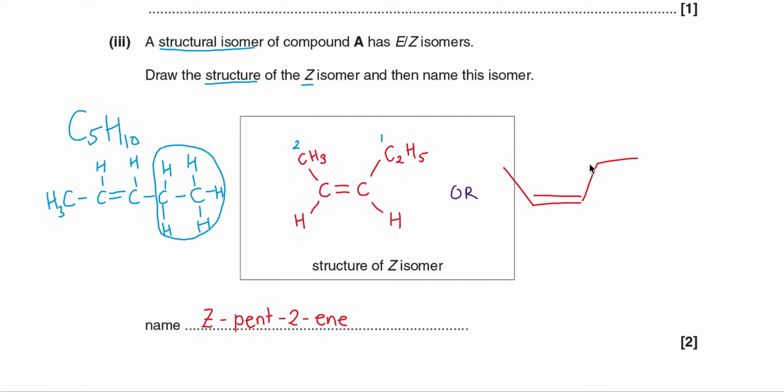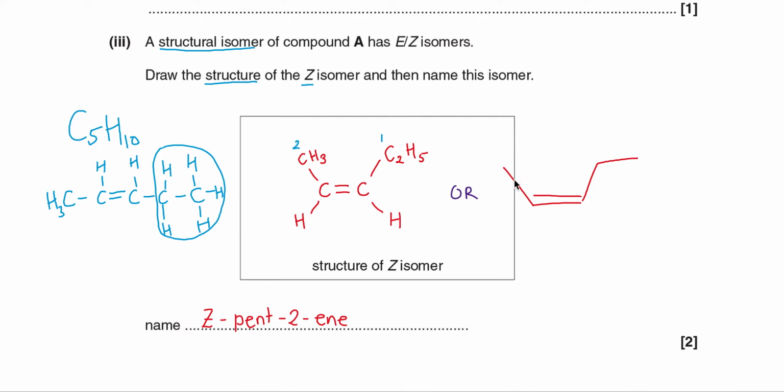What I've also done is done it in skeletal. So you could have done it as skeletal, or you could have done it as the displayed. It doesn't matter if you group it over here, that's absolutely fine as well. You don't have to show all the bonds because it hasn't specifically asked for the displayed formula. But again, this one over here, 1, 2, 3, 4, 5, it's still pent-2-ene.